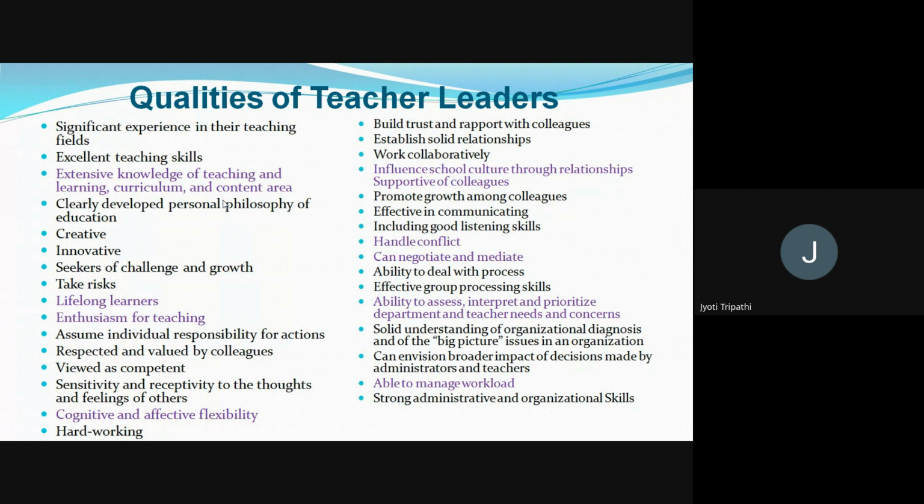Now next, they should influence school culture through relationships supportive of colleagues. The school culture can be developed and evolved in a better manner if teachers are determined. So a good teacher leader is the one who influences the culture, who improves the culture of the school or the college with the help of other colleagues. They should be able to handle conflict, taking the pressure, handling energy, handling conflict. Now, these three areas are very, very sensitive areas these days.